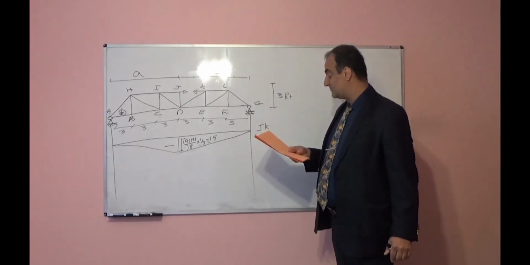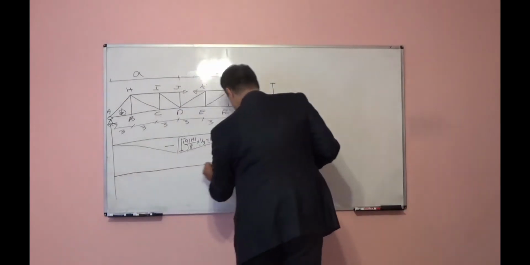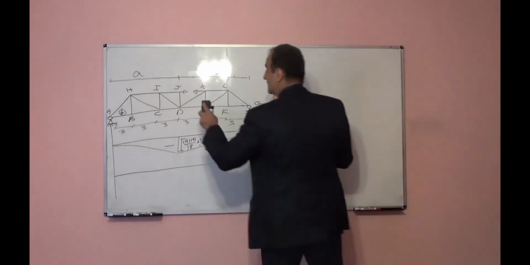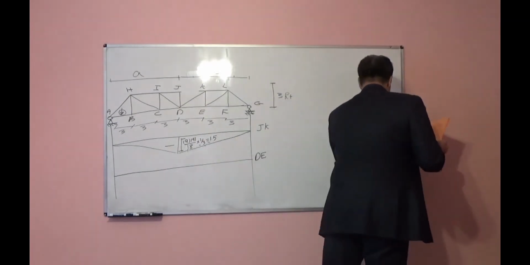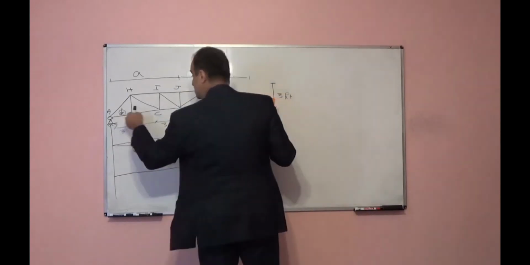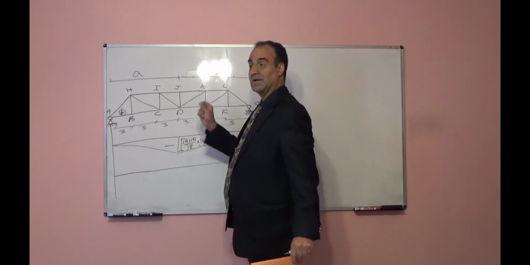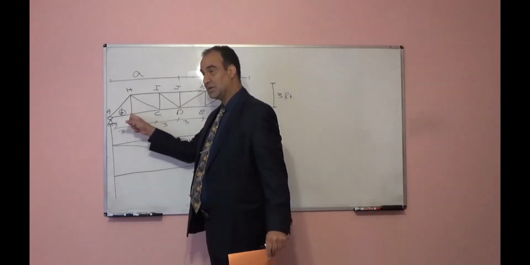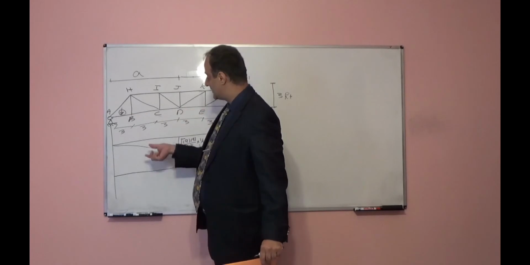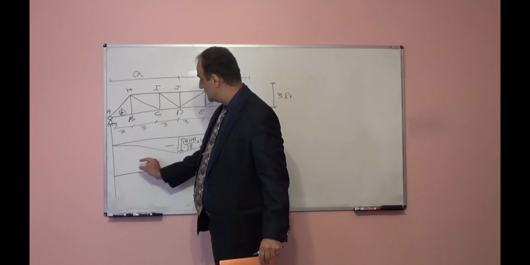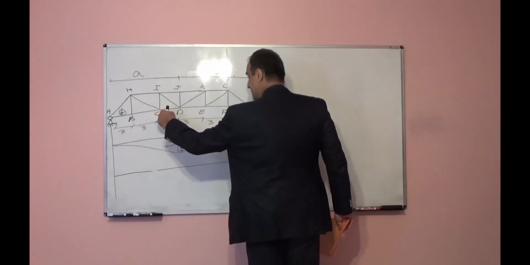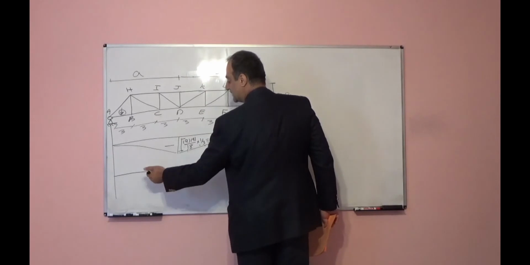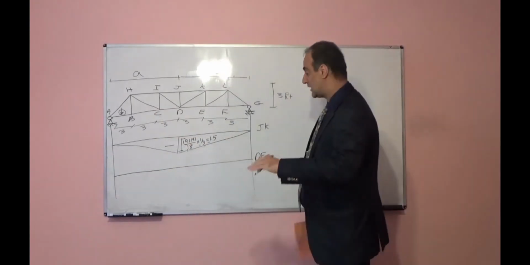Let's draw influence line for member DE, this member. For member DE, again, you can put unit load at each joint A, B, C, D, E, F, G, and each time you will find internal force in member DE. For example, you will put unit load at point B, you will find internal force in member DE, then the answer you will show as a height here. You will put unit load at point C, you will find internal force at member DE, then the answer you will show as a height under joint C, and so on, and then you will connect those points.